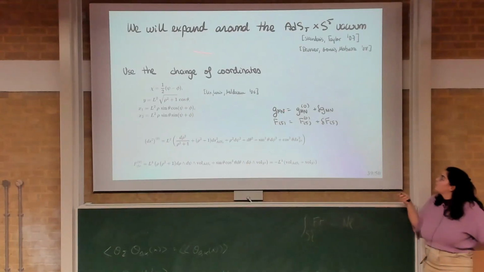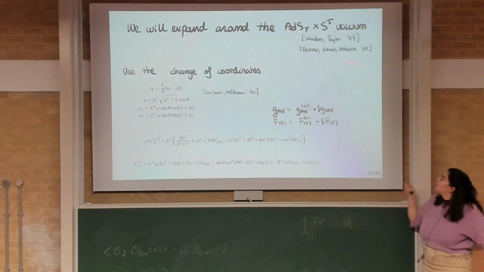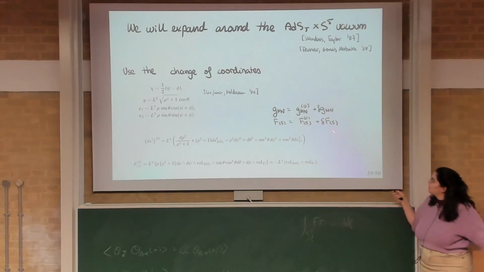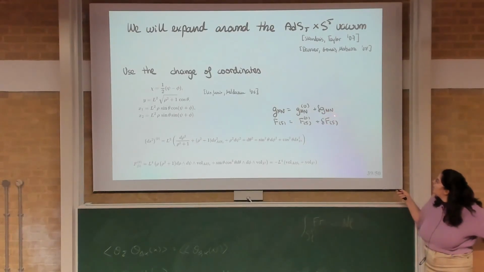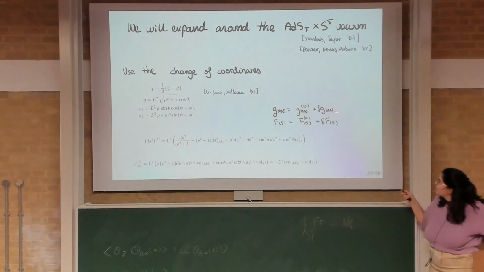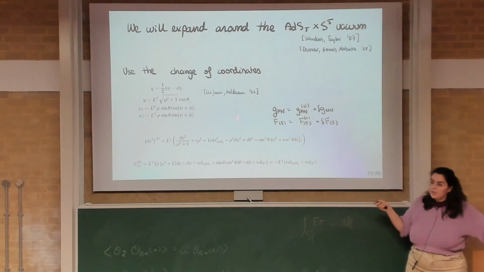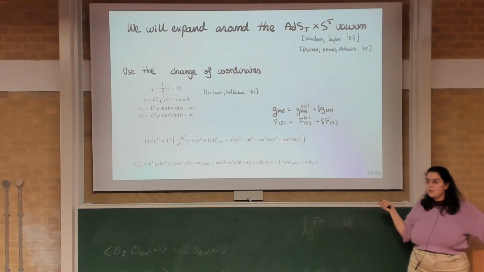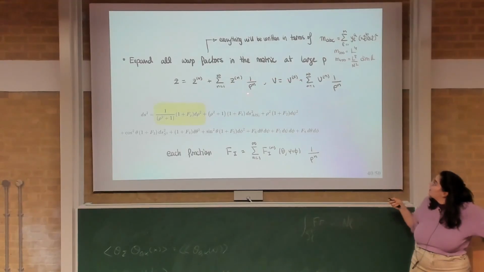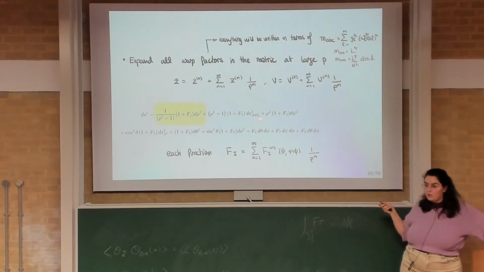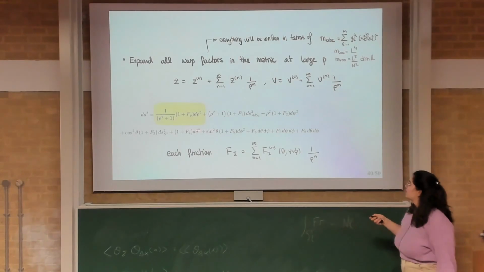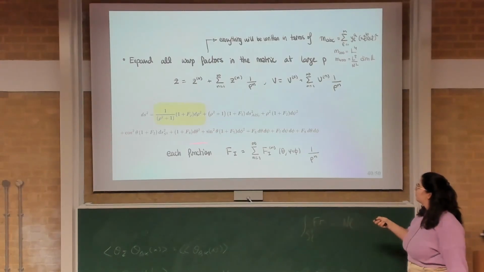So the idea is that we want to expand around the vacuum. So I have the vacuum solution, and then I have a perturbation. And this delta G, delta F, I'm going to write it after doing this change of coordinates that we learned from Lin, Lunin, Maldacena. I'm going to write them as power series in 1 over rho. And when I do this, I see that the metric has this form.